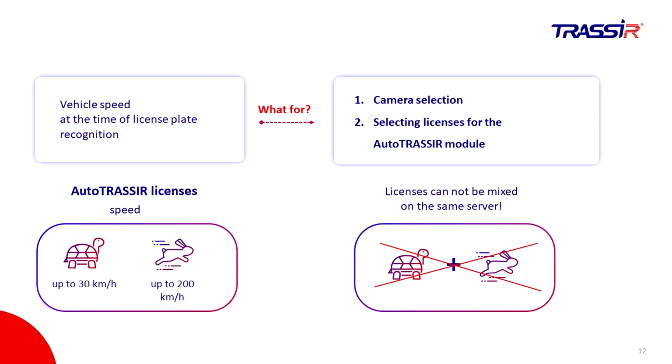When we talk about the checkpoint, the car usually reduces the speed in advance. Well, another point that is often asked: if it is necessary to combine tasks on one server, is it possible to put a license for 30 km per hour and 200 km per hour on one server? The answer is no. In this case, it is necessary to get a license of the same type, up to 200 km per hour. It will include both detection options.